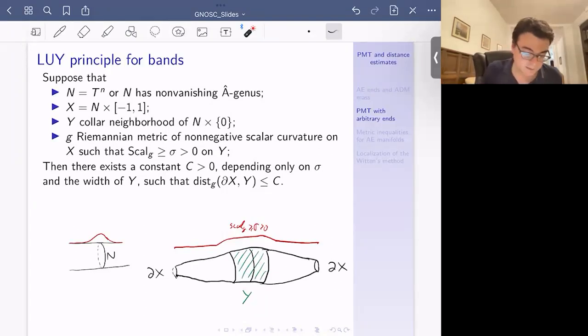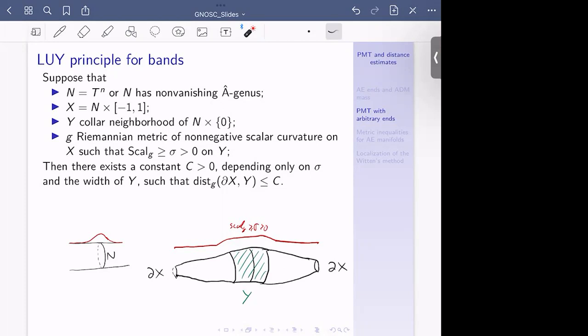This still gives you a constant that depends only on sigma and on the width of Y, such that the distance between... in other words, the positivity in a neighborhood of a core. This already implies that the geometry of the band, the manifold, has to close up at a certain distance.